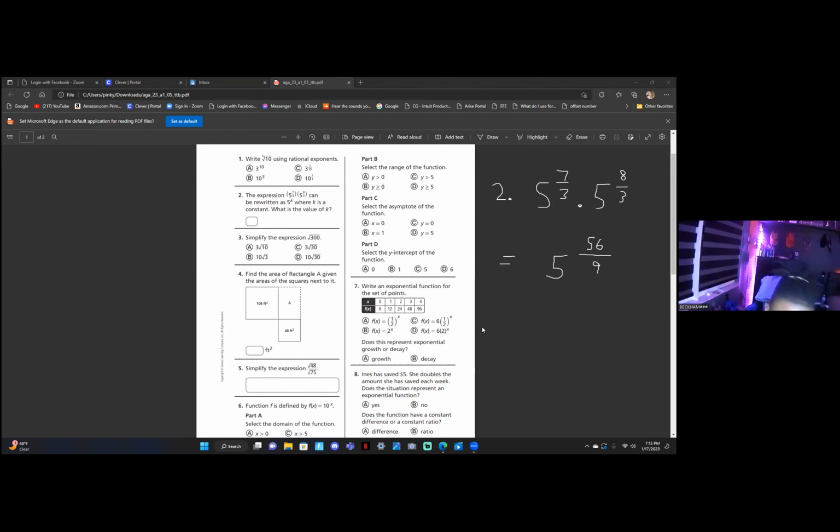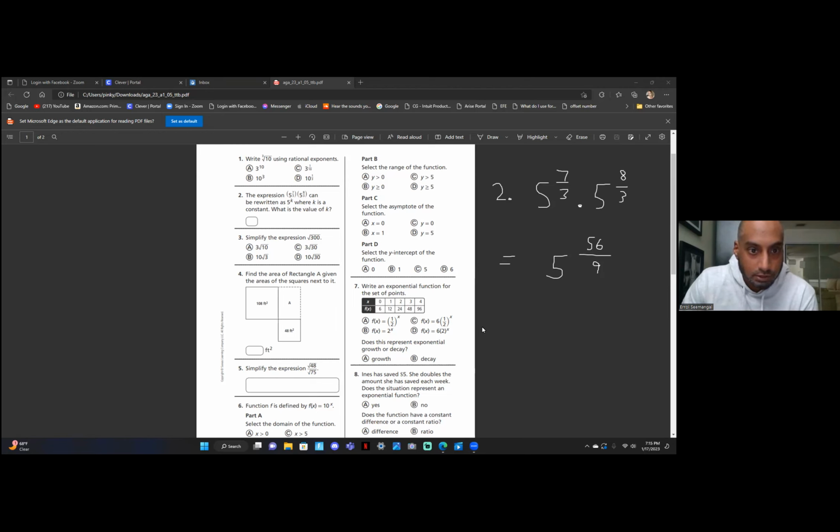Wait, we multiplied because it was the same base. Yes, same base. So you multiply the exponents. Okay. Expression that can be written as 5 to the k, where k is a constant. Yeah, 56 over 9. What is the value of k? 56 over 9. Okay. Number two, you just multiply the 7/3 and the 8/3.